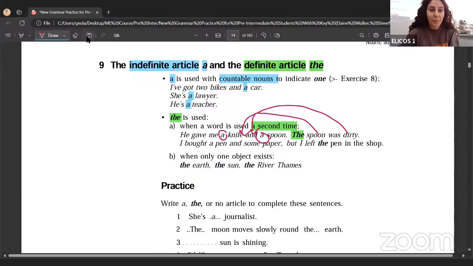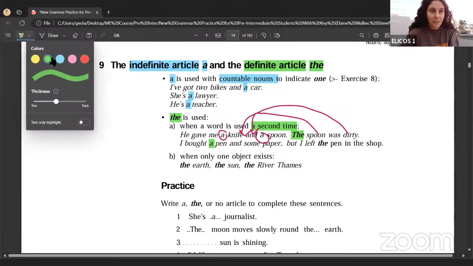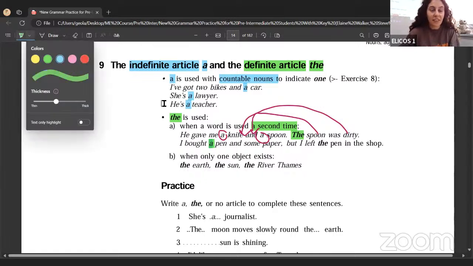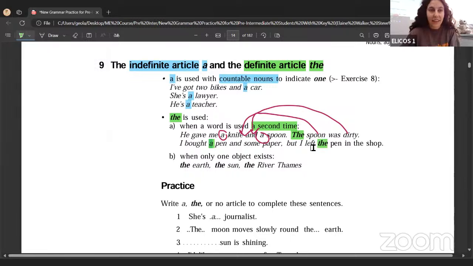So another example, I bought a pen. That should be your indefinite article. I bought a pen and some paper, but I left the pen. Again, I already told you this noun before. So in general, we say a pen, and then after, when I'm more specific, the pen. But I left the pen in the shop.